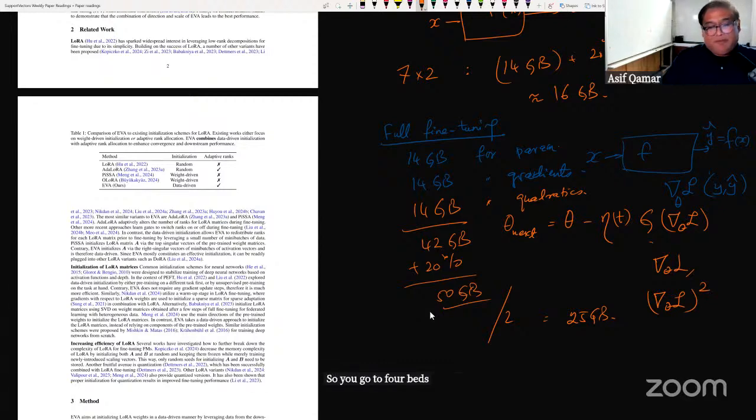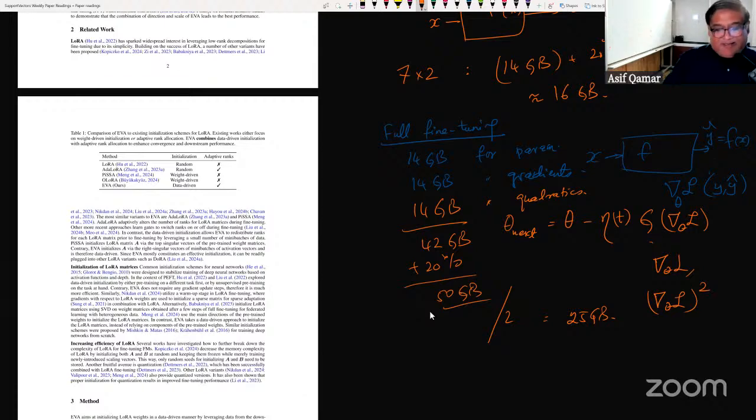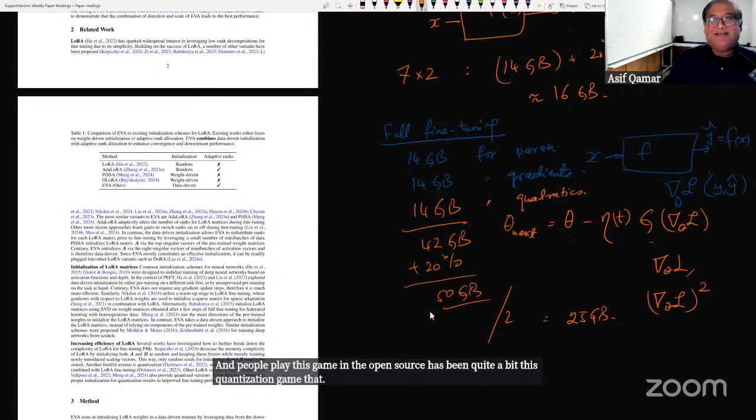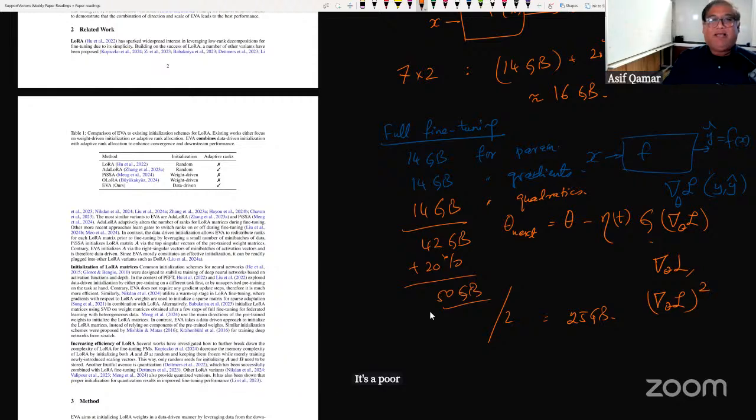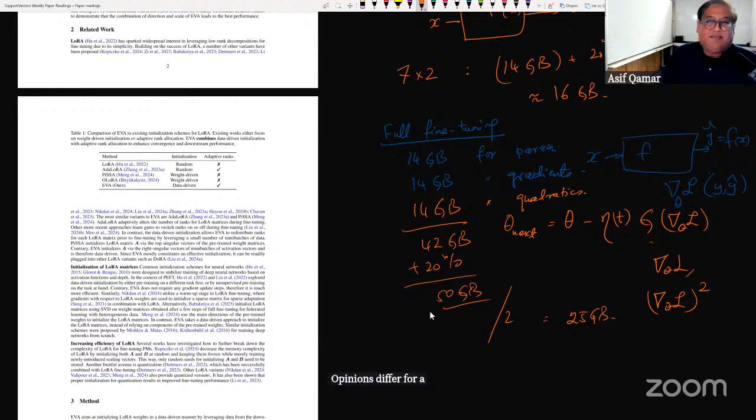And then, of course, there are people who go to 2 bits, like basically saying, is it positive, negative, or 0, right? And people play this game, and in open source, it's been quite a bit, this quantization game, that for certain tasks, the model can be quantized down and it still works. It's a poor man's game. The actual reality, of course, is the more you quantize, the more you lose performance. You slowly lose. By the time you come to 4-bit, you lose quite a bit. By the time you go below 4-bit, opinions differ, but it is not a general purpose model anymore. It will work perhaps for some things and not for others.